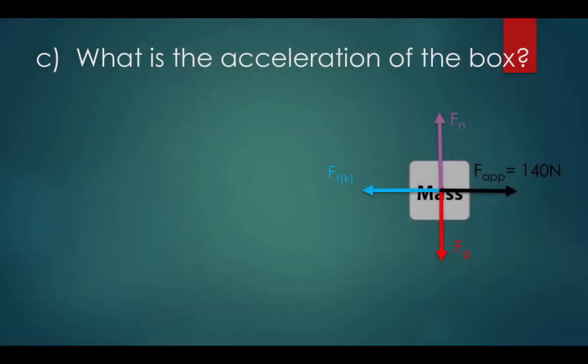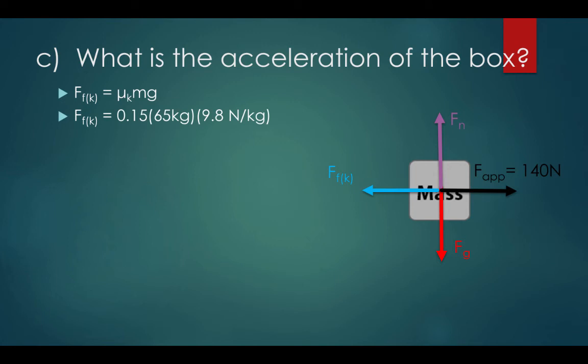Now that the object is moving, we need to calculate the kinetic friction force, and we can ignore the static friction force. Kinetic friction force equals mu sub k mg. Kinetic friction force equals 0.15 times 65 kilograms times 9.8 newtons per kilogram. Kinetic friction force is 95.55 newtons. Now let's consider this. Who wins the tug-of-war? Does applied force win, or does kinetic friction force win? Applied force is 140, while friction force is 95.55.